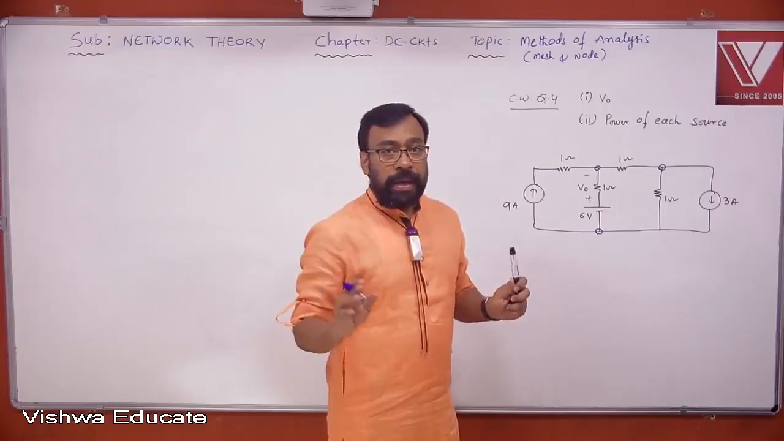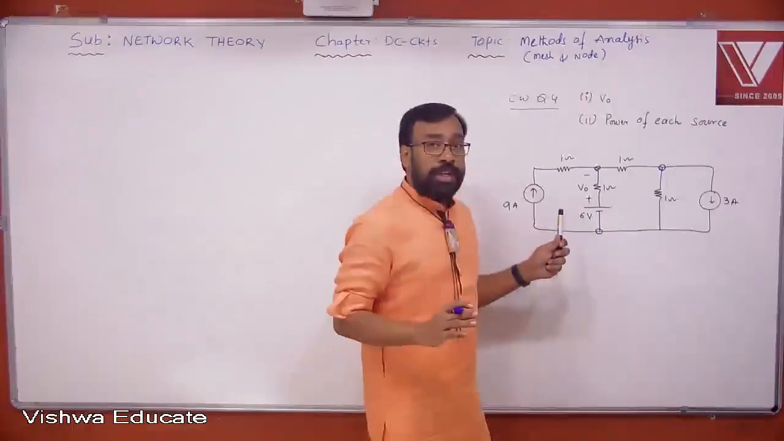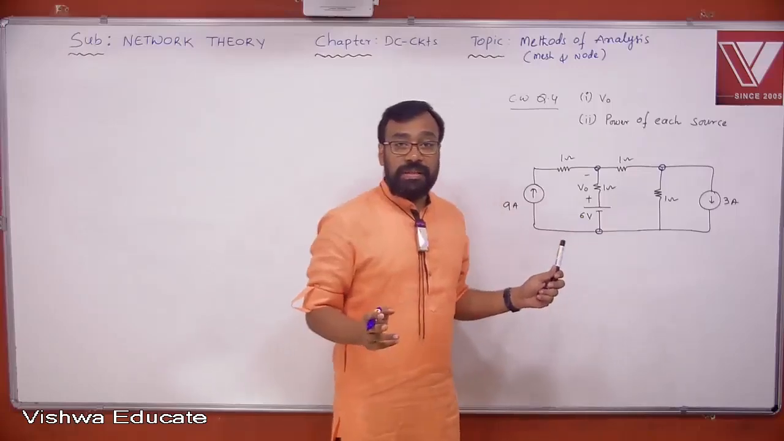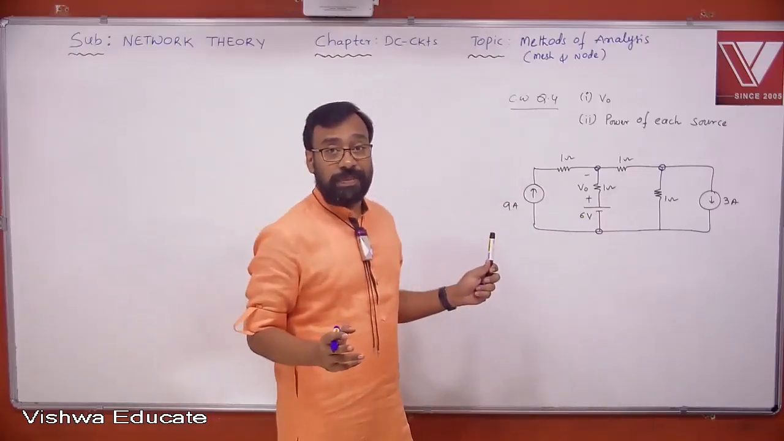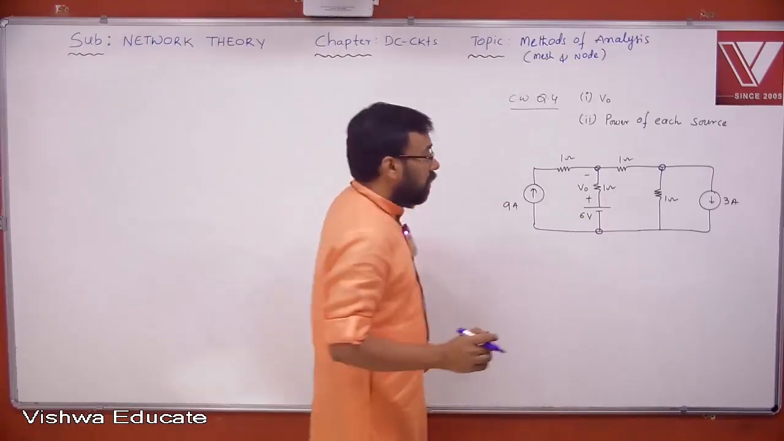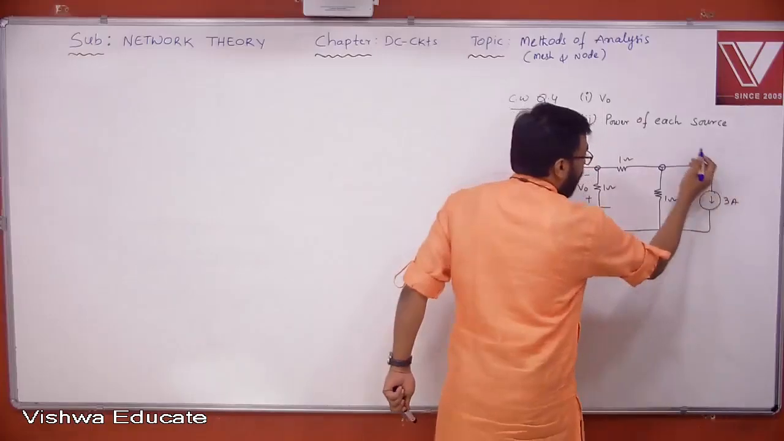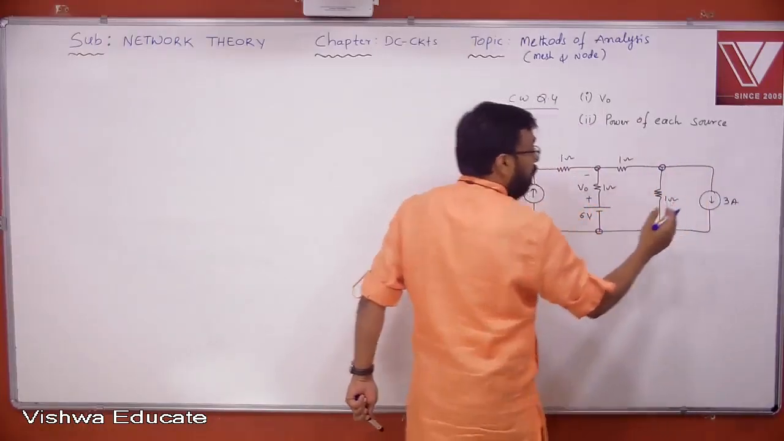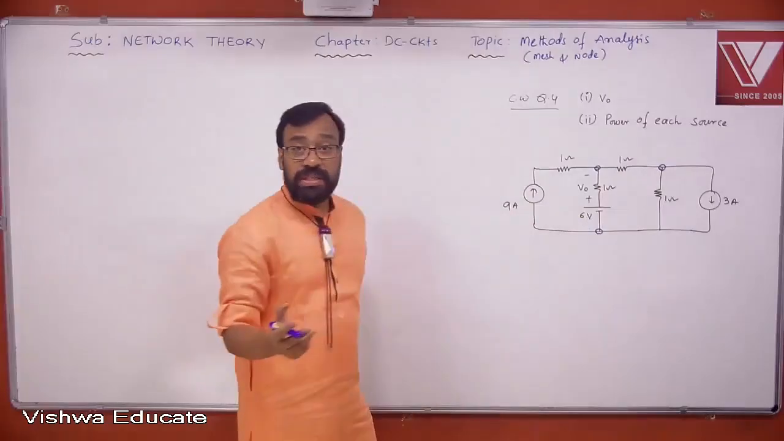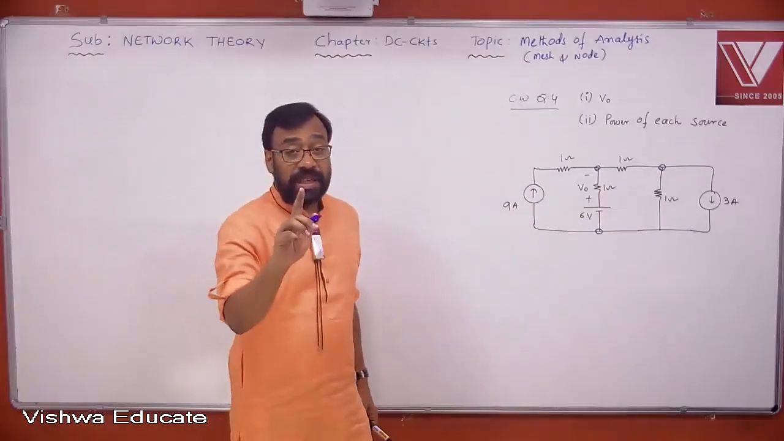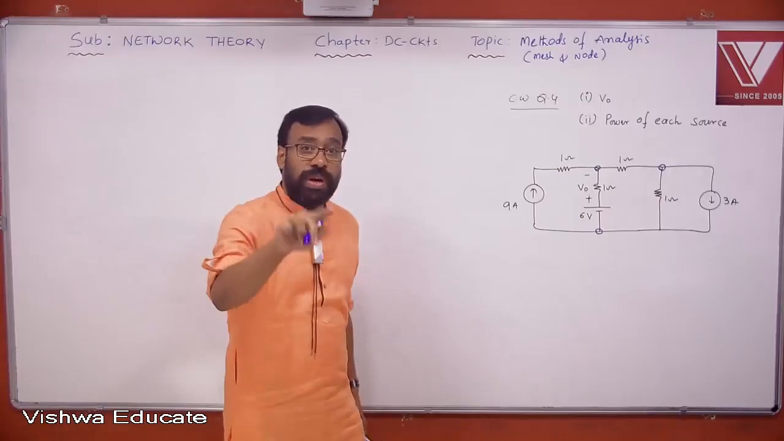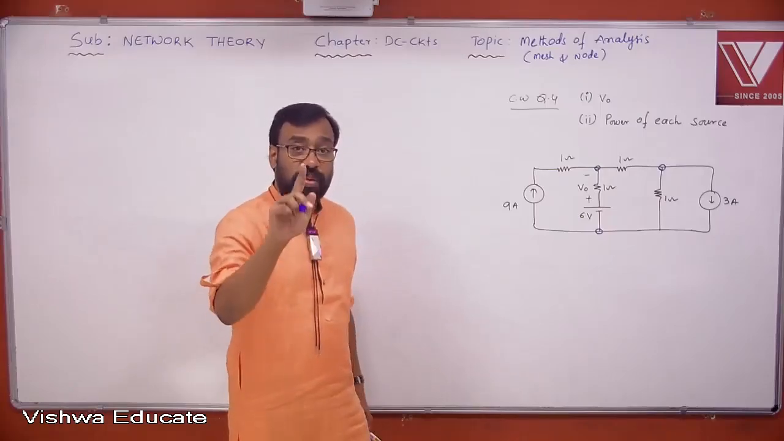But I solved this problem using node analysis. So what is the reason why you are choosing node analysis? You can ask me. I can tell you that there is a current source with a parallel resistor. I can go for the transformation, thereby I can reduce the number of equations. But it does not mean that the minimum number of equations is 1. The minimum number of equations is 2 using node analysis. But using mesh analysis, only 1.